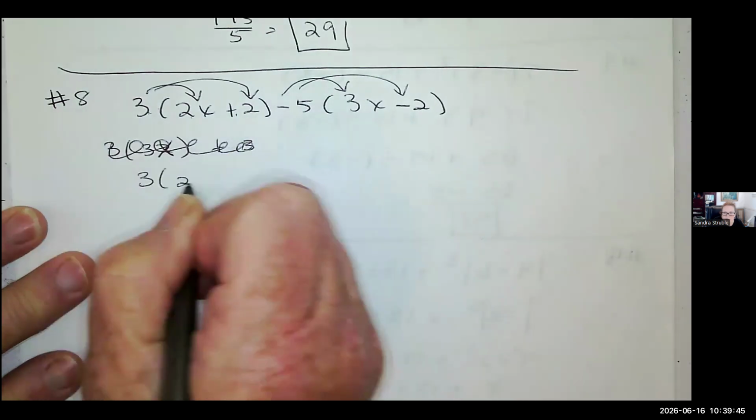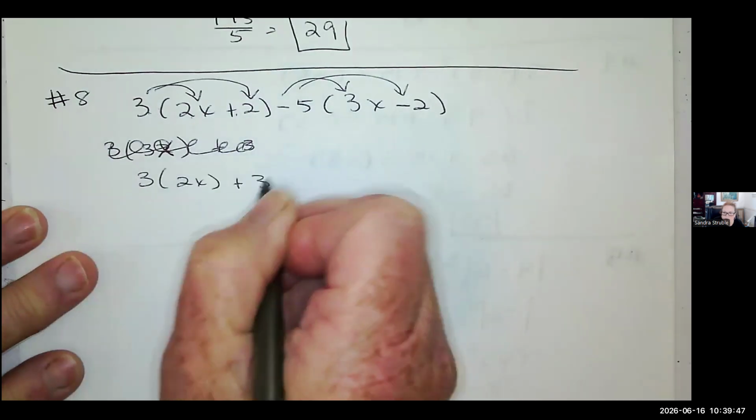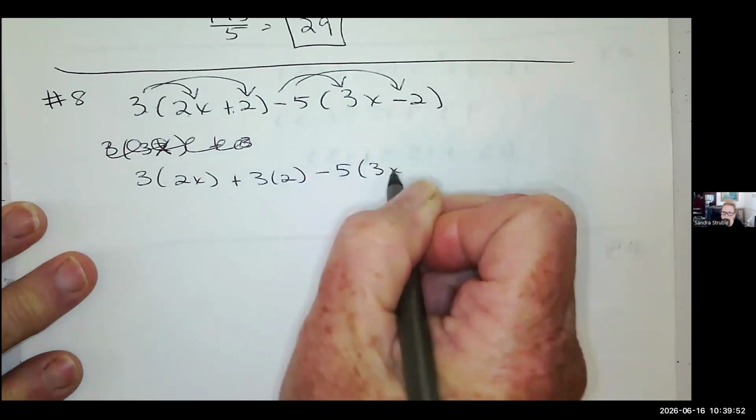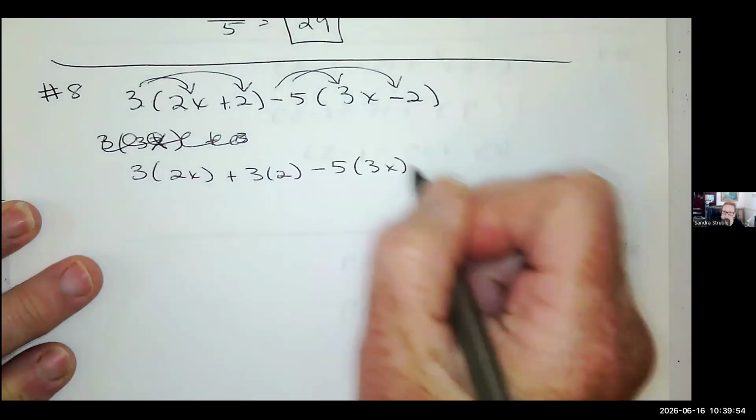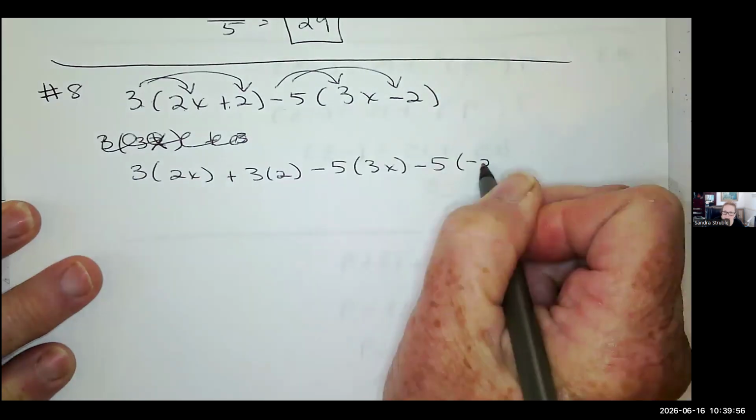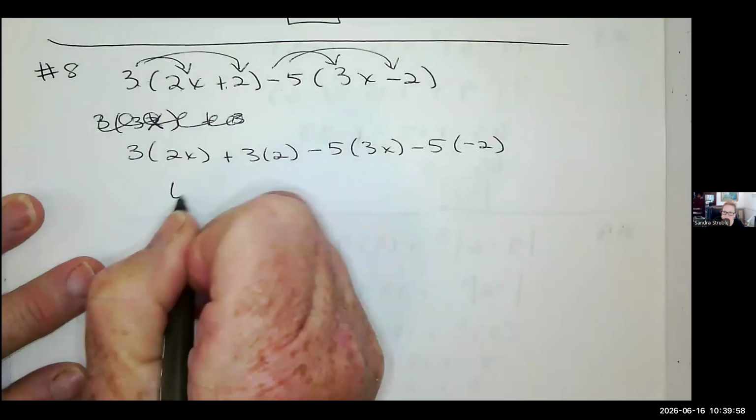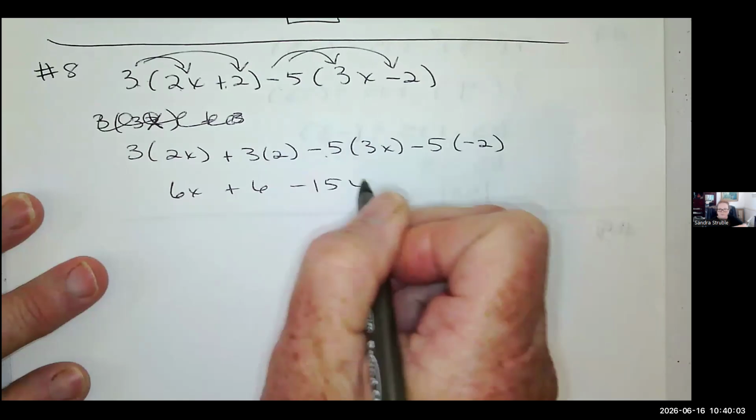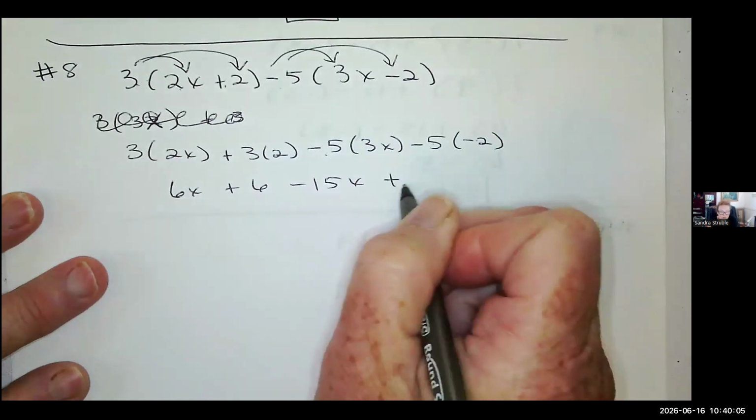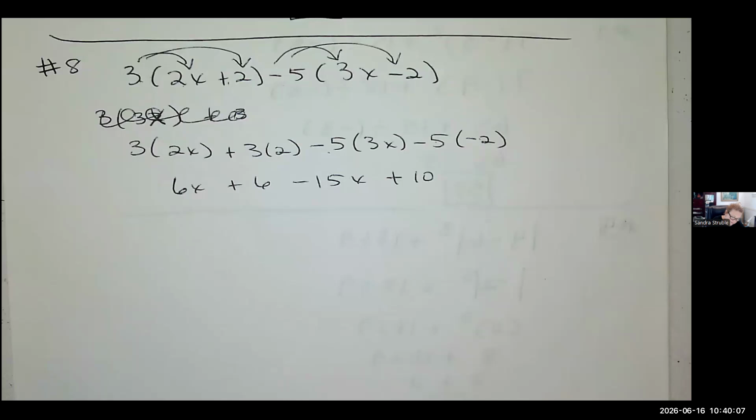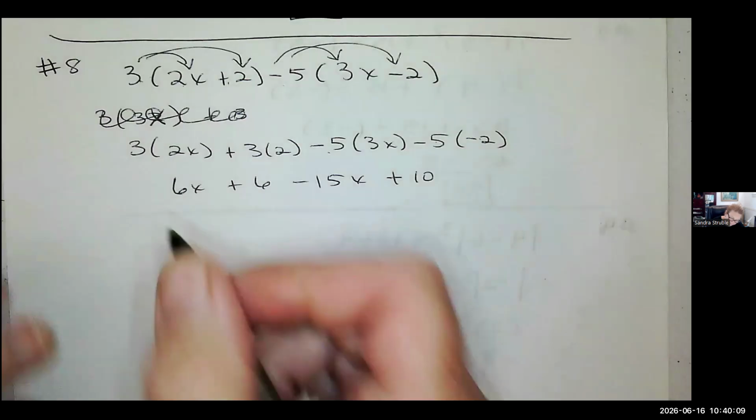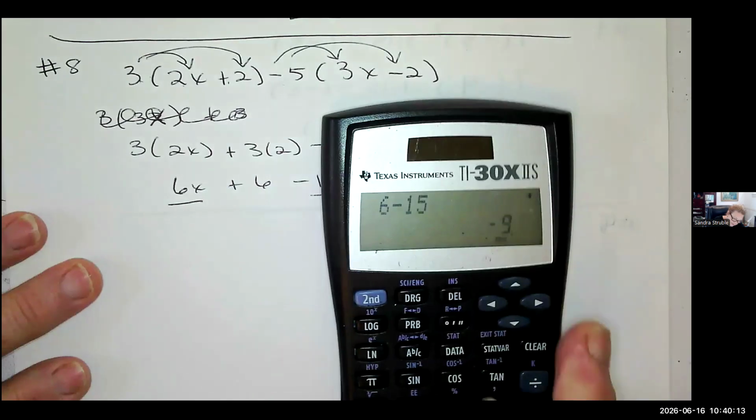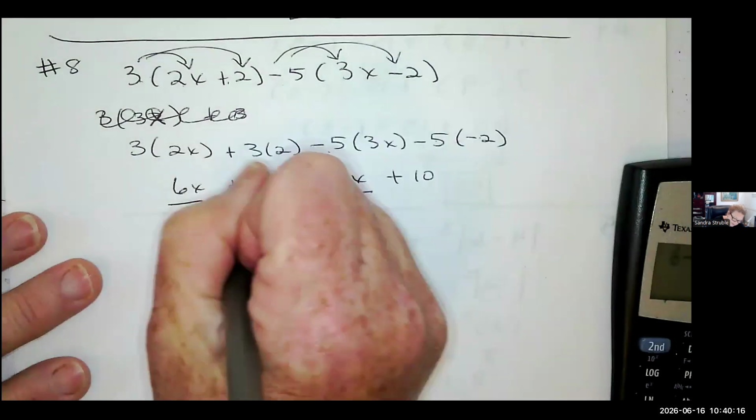3 times 2, and this is -5 times 3x minus 5 times -2. That's what I'm doing here to distribute. So 6x plus 6 minus 15x, negative times negative is plus 10. Now we combine like terms. The 6x minus 15x is -9x, and 6 plus 10 is 16.